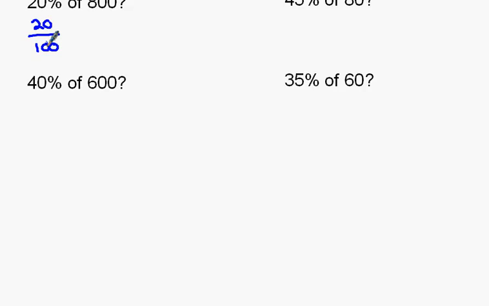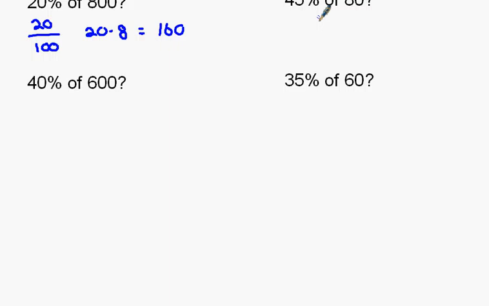Okay. Or we could just think it out and say, well, if it's 20 for every 100, then for 8 hundreds, there ought to be 8 20s. So 20 times 8 would be 160. Well, that's not too bad. The problem is, once you get over to tougher stuff like this with the 45% of 80 and stuff like that. So let me show you an easier way to do this.